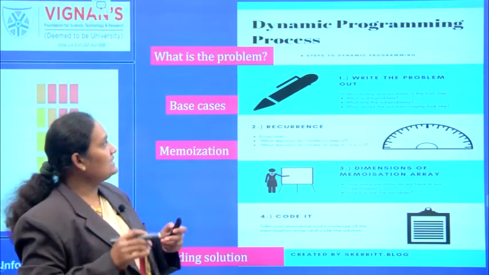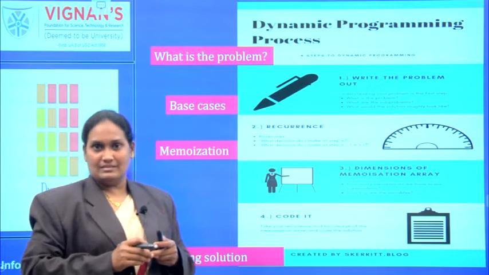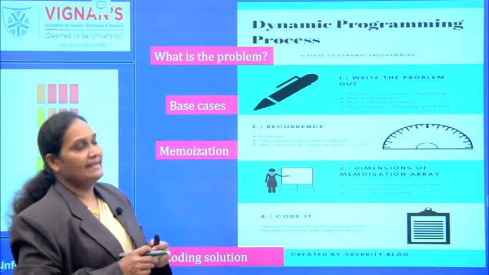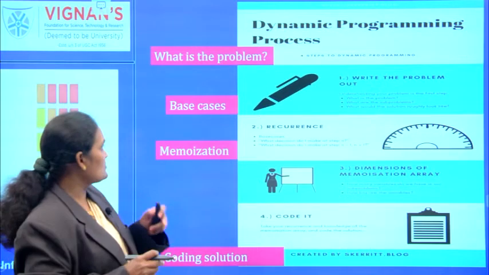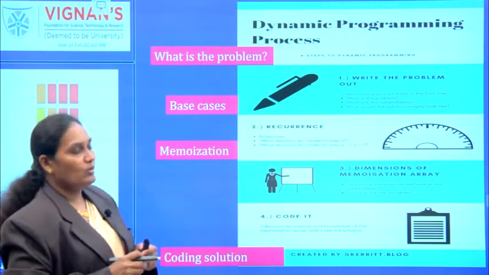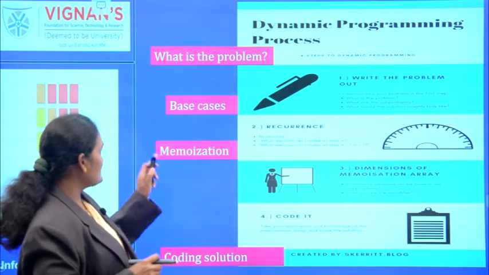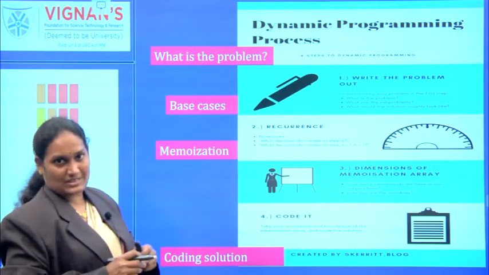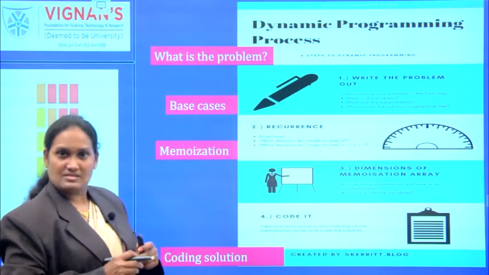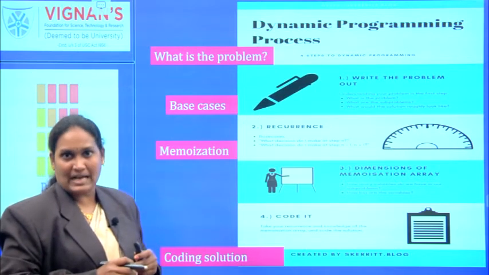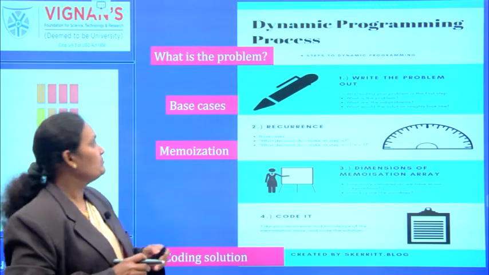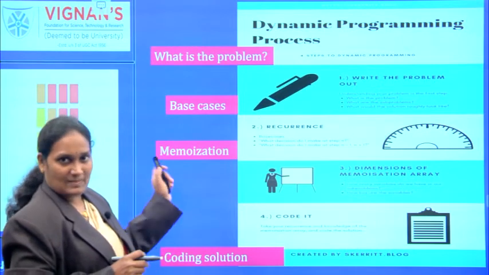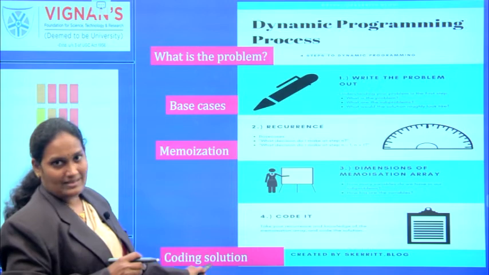Right. What are the various steps involved in the dynamic programming process? Here we have basically 4 steps in the dynamic programming process. What are those 4 steps? The first step is, what is the problem? The second step is base cases: what are the base cases? The third step is memoization. And the fourth step is coding the solution.